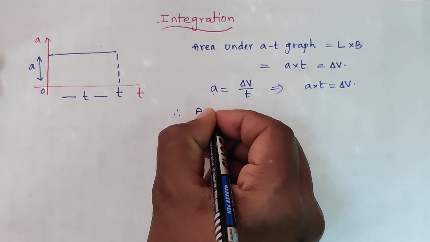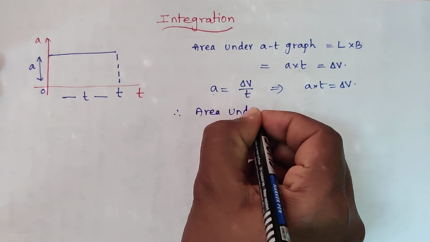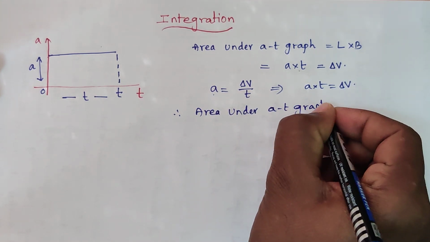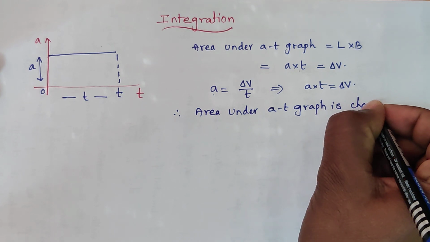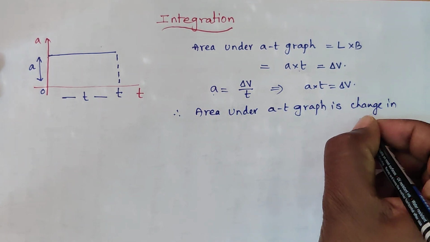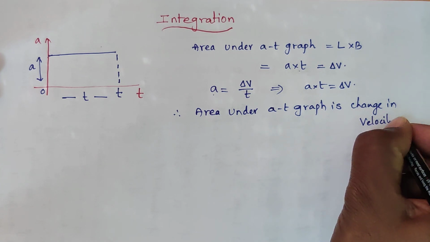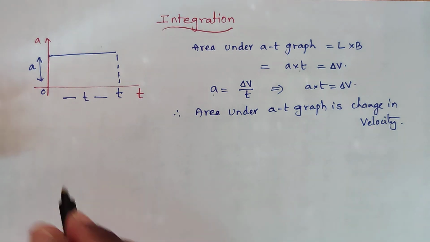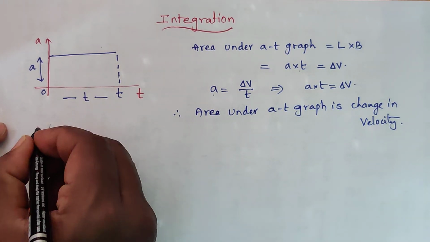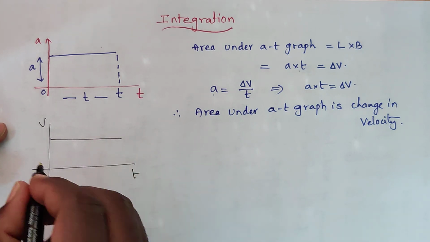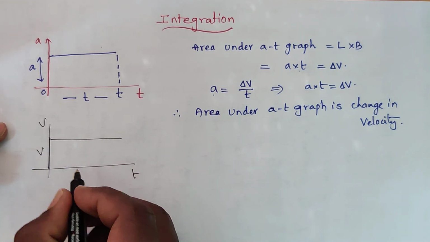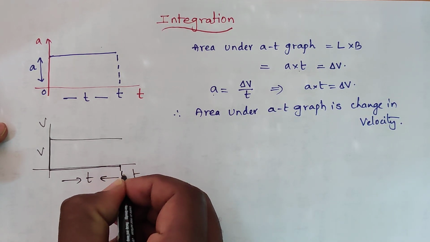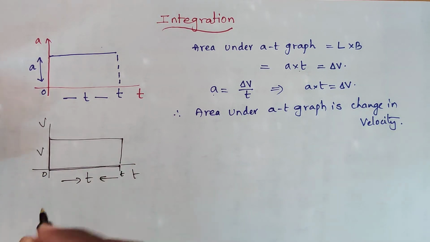Therefore, area under AT graph is change in velocity. We discussed this already in the previous classes. Now, I am taking the area under VT graph. Consider this breadth is v and time interval is t. Time interval is t from here to here, 0 seconds, like this.